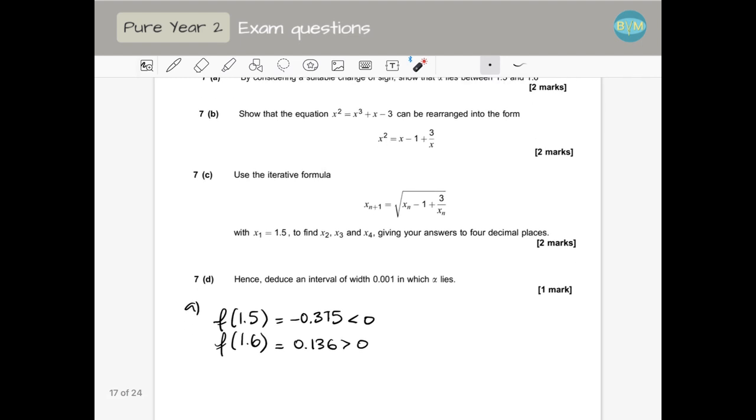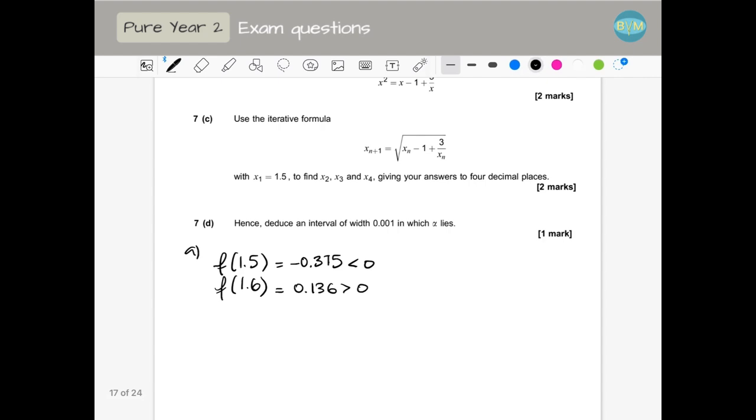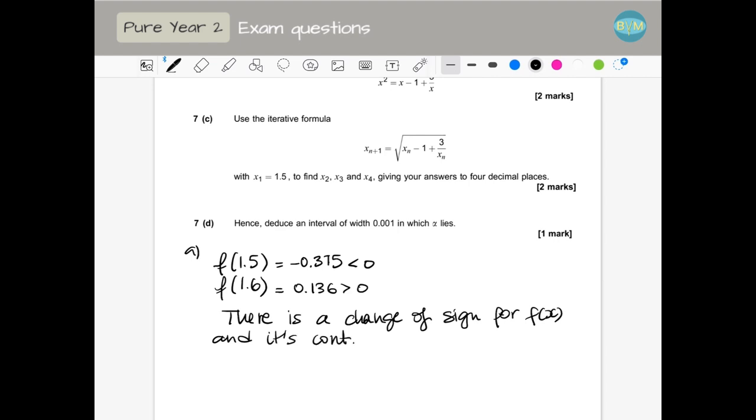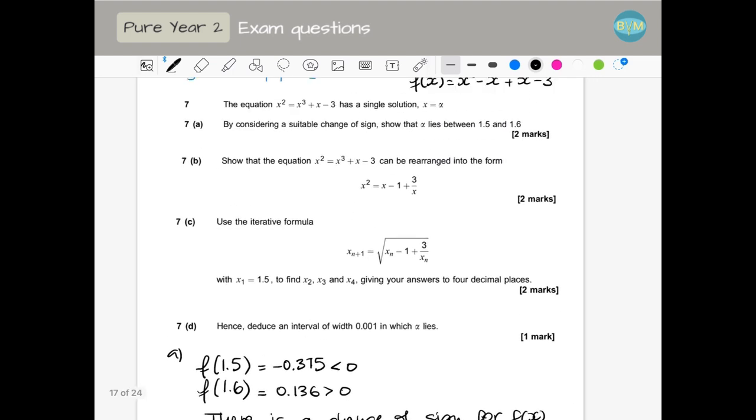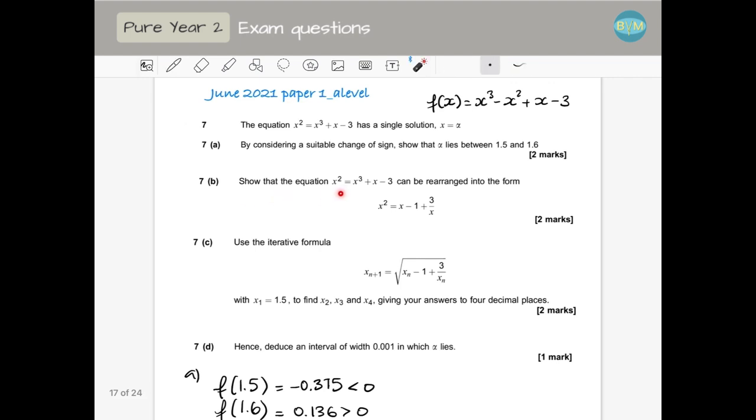Then part a, and you should write something like that: there is a change of sign for f of x and it is continuous, therefore there is a root.